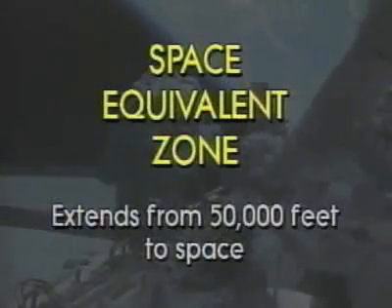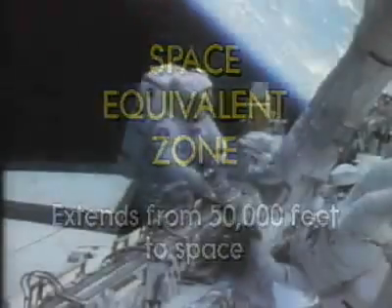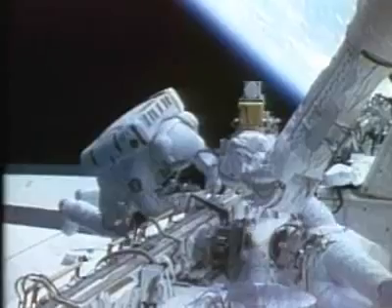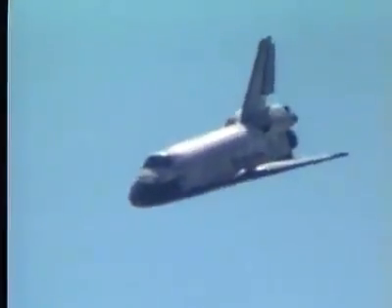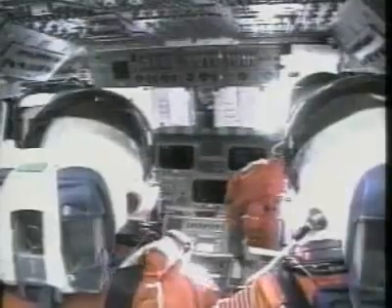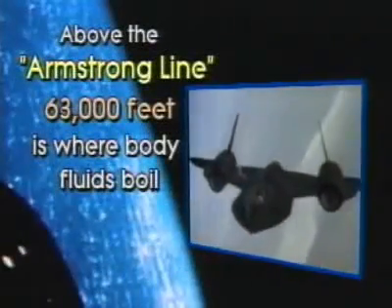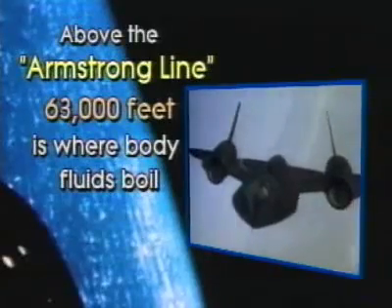The space equivalent zone extends from 50,000 feet to space. This environment is very hostile to humans. An artificial environment produced by a full spacesuit or a sealed spacecraft is required. Both of these provide their own gases and pressure. Above the Armstrong line at 63,000 feet is where body fluids boil.